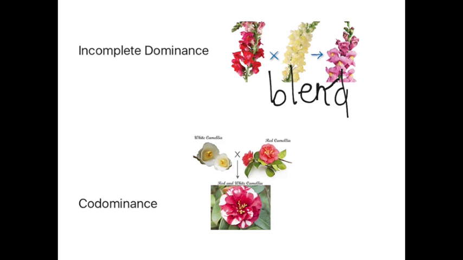With codominance, on the other hand, you see the white flower and the red flower create a red and white flower. So you see both traits here. In codominance, both alleles are dominant, whereas in incomplete dominance, neither allele is dominant, nor is it recessive.